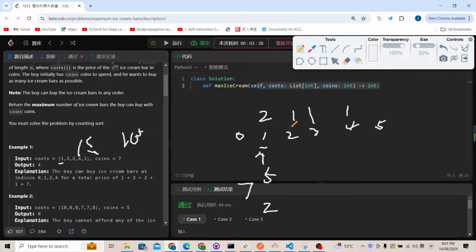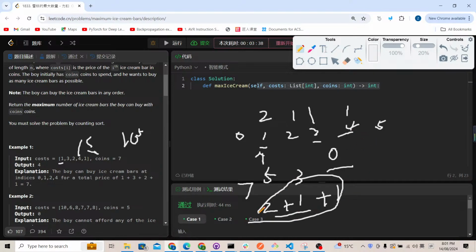Next, we can buy 1 ice cream, so our coins are going to be 3, and the count of ice creams is going to be 3. Because we have 3 coins, and the next ice cream costs 3, we can buy this one. So 2 plus 1 plus 1, we can buy 4 ice creams. What are our coins now? It is 0, because the next one, index 4, costs more than we have. It means we cannot buy any more ice cream, so we return 4. So this is exactly the counting sort.